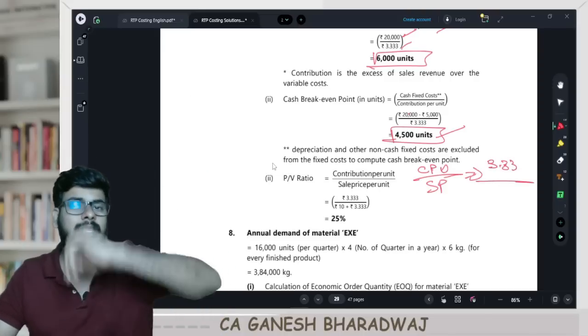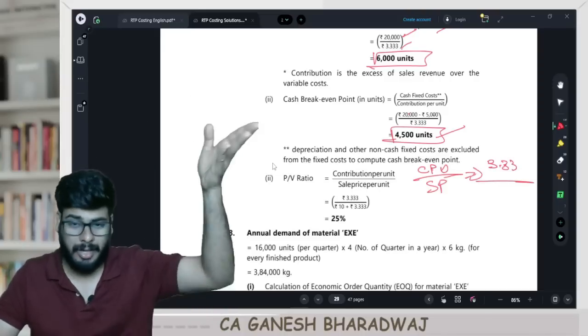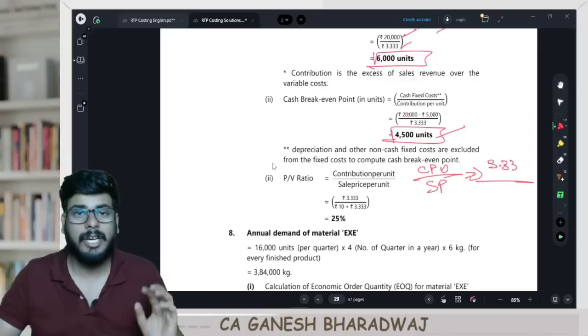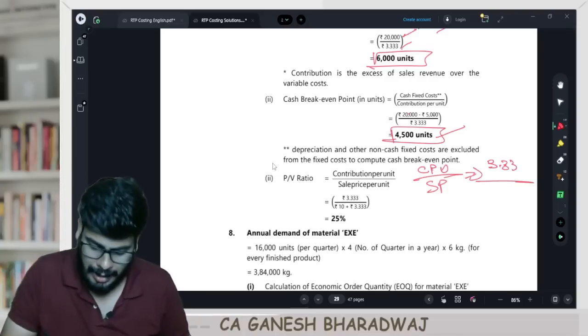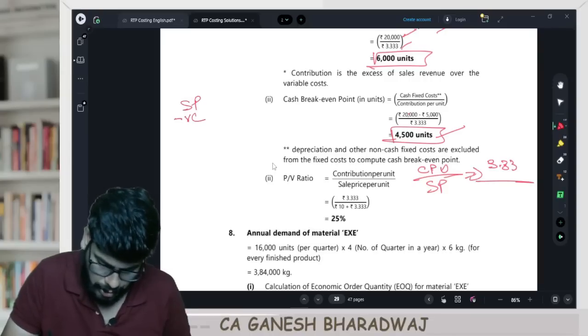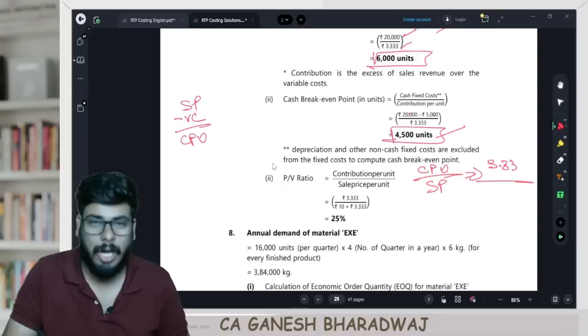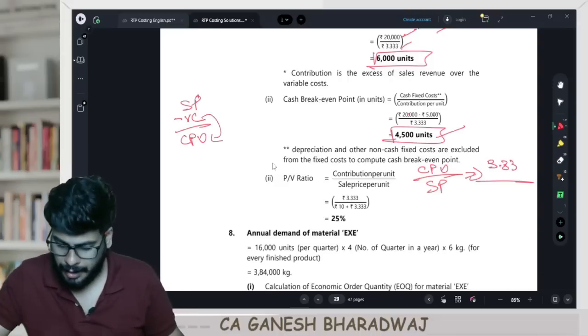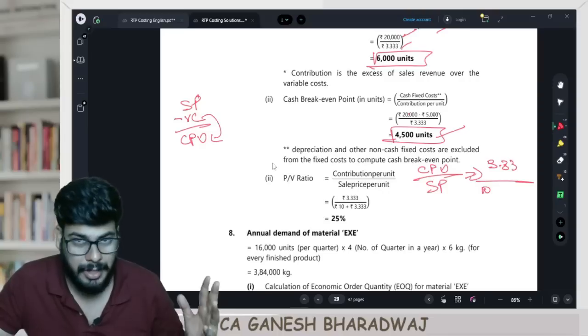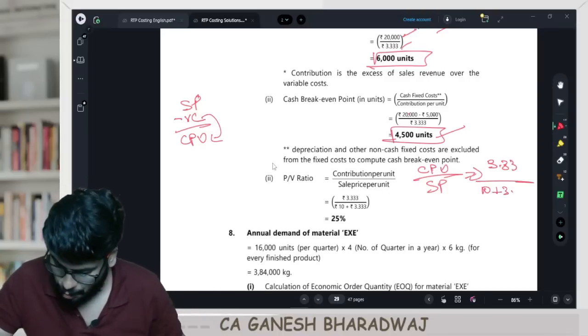It's easy. They have given the variable cost, correct? We have found out the variable cost of 10 rupees, right? Variable cost plus contribution is going to be equal to your selling price. So selling price minus variable cost gives you what? Contribution per unit. Or selling price is nothing but what? Contribution per unit plus variable cost, right? So that's going to be 10 rupees, that's going to be variable cost plus 3.3333.